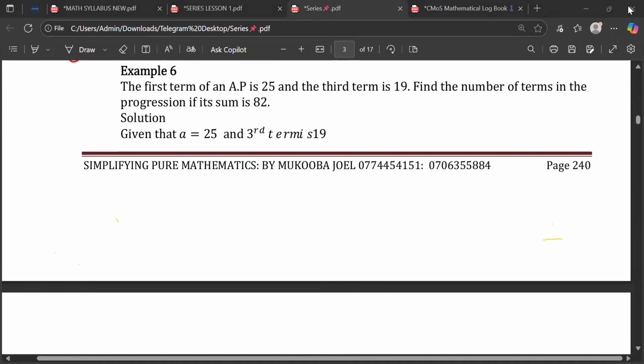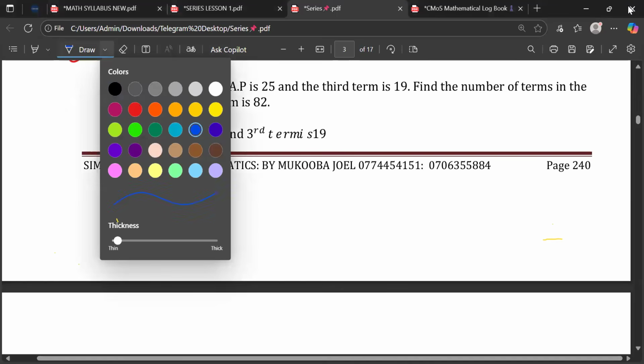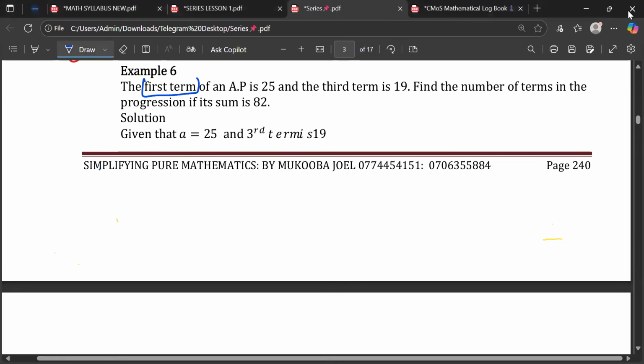Okay, now you people, you see this question? They are saying the first term is 25. You see this topic? The examples don't even relate to series. Like, for example, in this key example, they are saying the first term is 25. So a is 25.